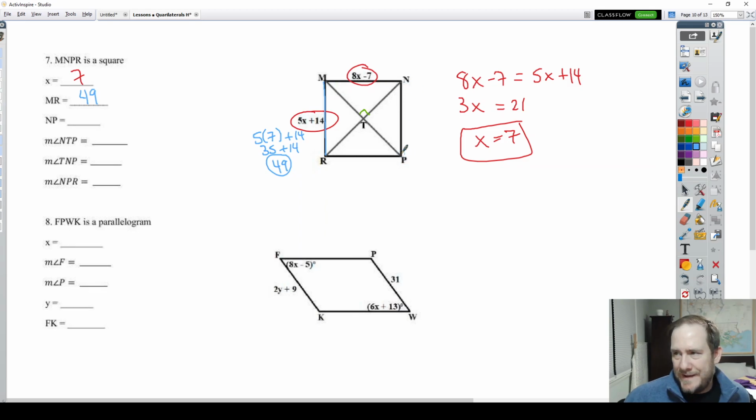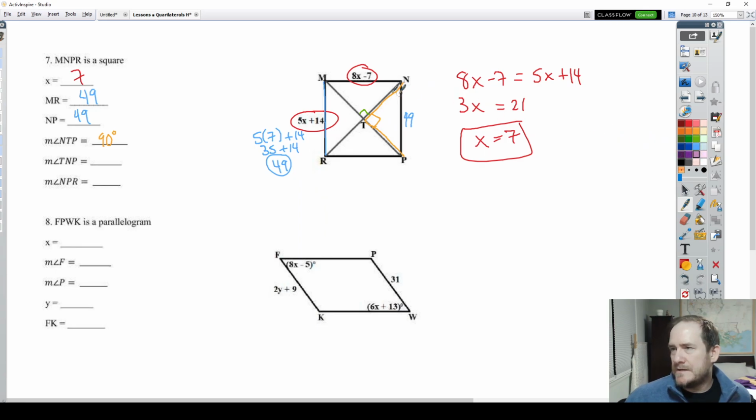MN is 49, NP is 49, PR is 49. So when they ask for NP, you don't have to do any work. You know that all the sides are the same because we're a square, so it's 49 too. Then they want NTP. Well, from N to T to P is just this angle. And we know that our diagonals are perpendicular, so that's got to be a right angle, 90 degrees.